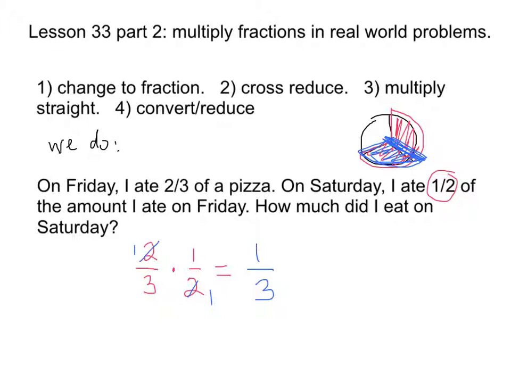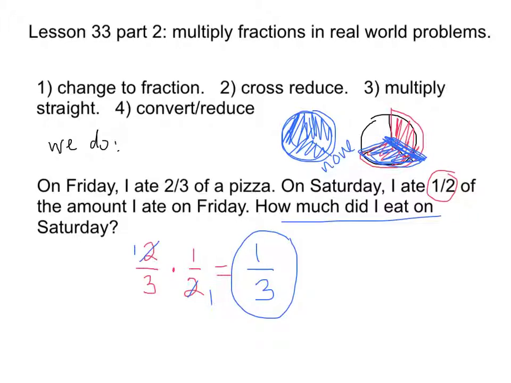And then you might get a question like, so how much of the pizza is left? I ate the rest of it the next day. How much of the pizza is left? Well, if I had a pizza cut into 3 pieces, and Friday I ate 2 of them, and then Saturday I ate another third, I have no pizza left. I ate it all. So if you get questions like that, you have to look at how much was eaten and subtract from what was there, in this case none. So the answer to the question, how much did I eat on Saturday, is I ate 1/3 of the pizza.